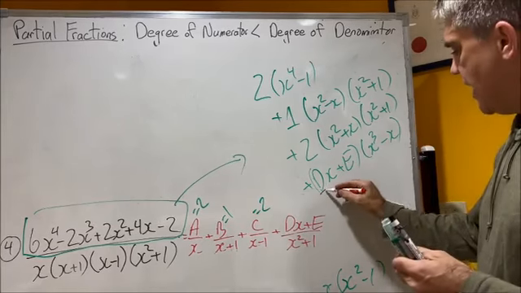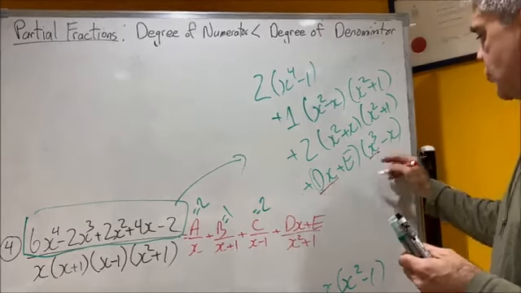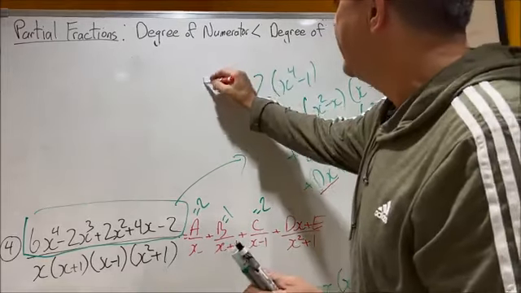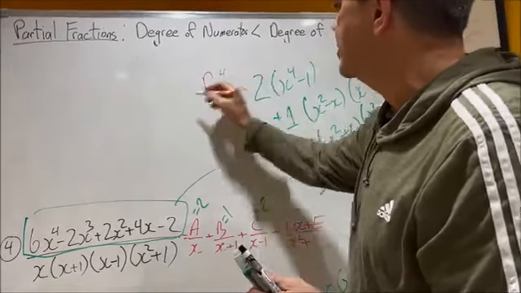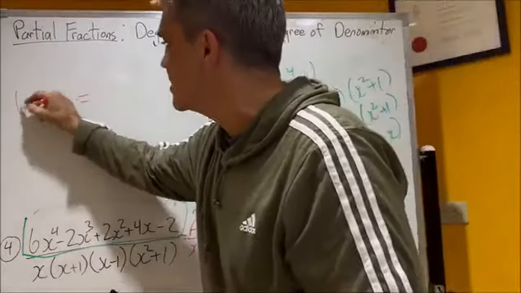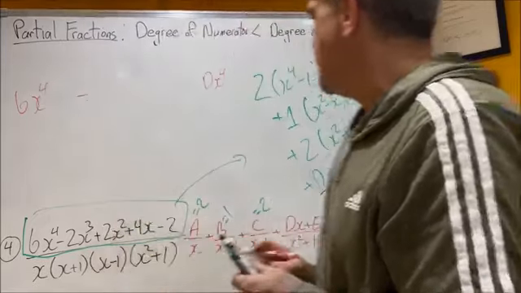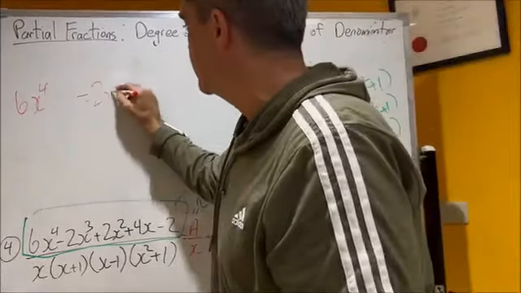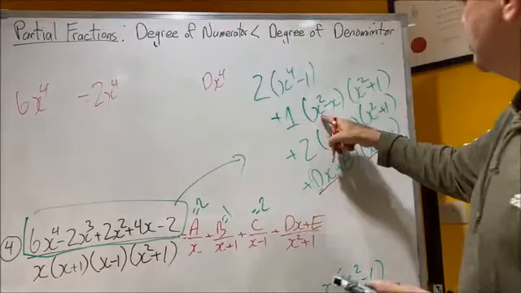I know that when dx multiplies this x cubed, I'm going to have a dx to the fourth. Now, what's on the other side of that equation? What's my other x to the fourth? That's a 6x to the fourth, okay? I got an x to the fourth right here. That's a 2x to the fourth, right? X to the fourth, yes.